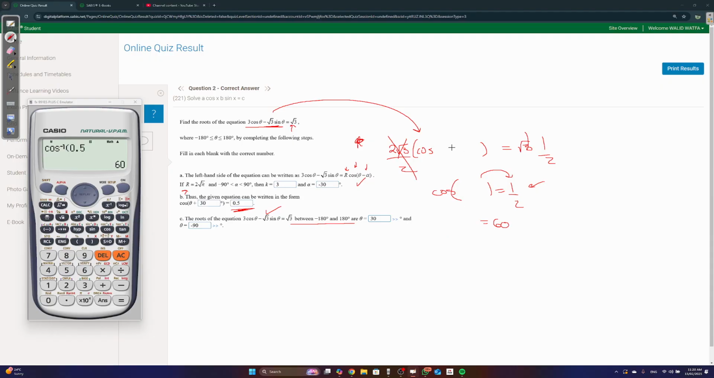Look, just so you can understand: cosine u. Imagine u is the angle. We said the solution to cosine is 60, right? The solution is 60. What's the other solution, always? The negative of it, right?